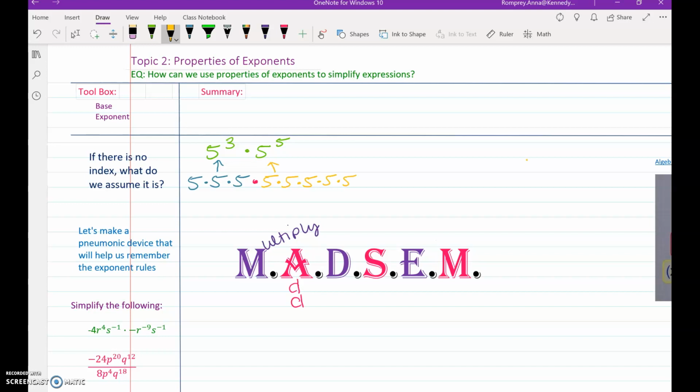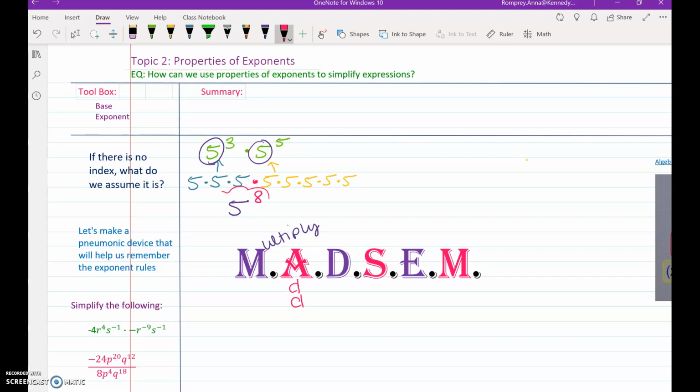So 5 cubed times 5 to the 5th. Well, how many 5s is that? I keep my base of 5. Notice these rules only work if they have the same base. So I keep my base of 5, and how many 5s total did we have? 1, 2, 3, 4, 5, 6, 7, 8. So that simplifies to 5 to the 8th.